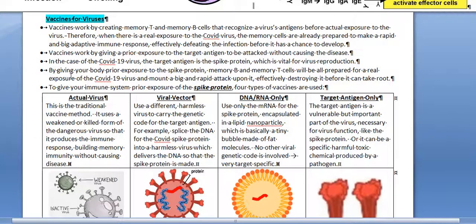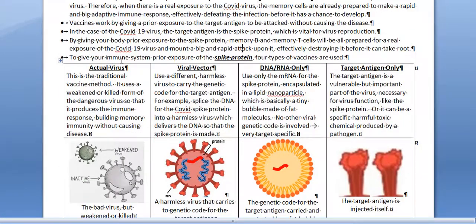Now, by giving your body prior exposure to the spike protein, memory B and memory T cells will be all prepared for a real exposure to the COVID-19 virus and mount a big and rapid attack upon it, effectively destroying it before it can take root. So if you are exposed, you're all set. You're going to get the jump on them, and you're going to whack them before the virus can do anything.